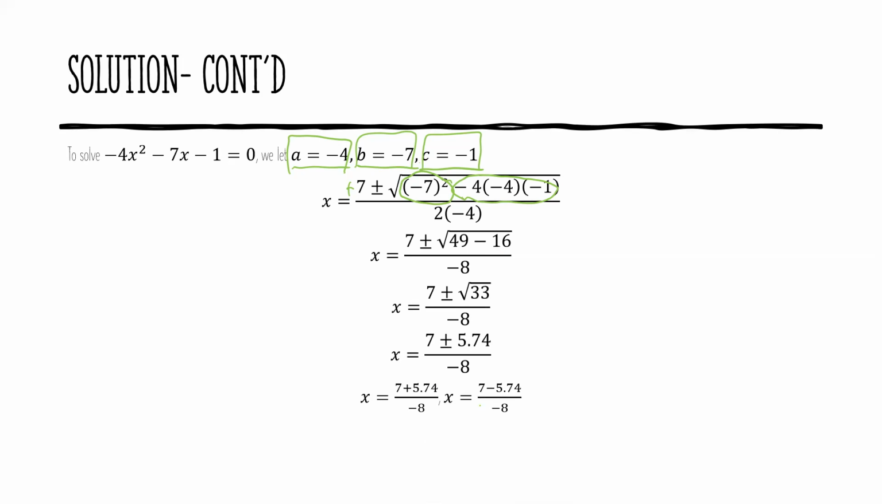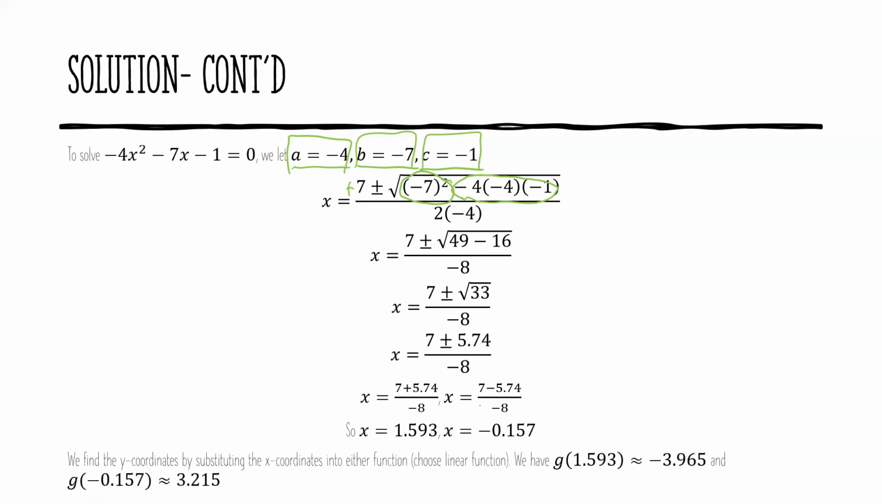And of course, that means that we have two solutions, and another solution in which we subtract the square root. And this ends up giving us 1.593 and negative 0.157. And there are our two x coordinates of the points of intersection. And then to find the y coordinates of the intersection, this isn't too bad. You're simply going to substitute the x coordinates that we just found into either one of the two functions.